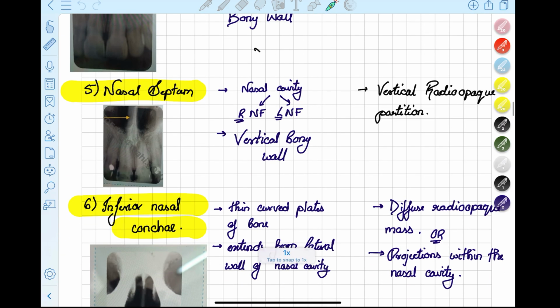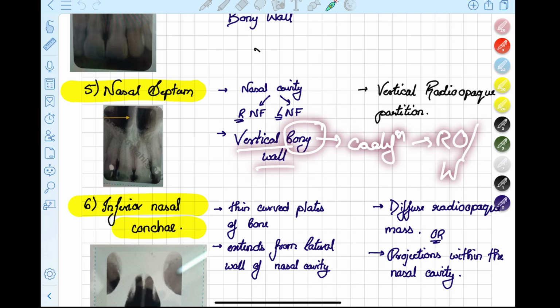This is the nasal septum. Nasal septum again is a radio opaque structure, but it is vertical. It is nothing but a partition between the right nasal fossa and the left nasal fossa or cavity. It is a vertical bony wall. Any bony structure means calcification. Calcification appears radio opaque or white in color in a radiograph.